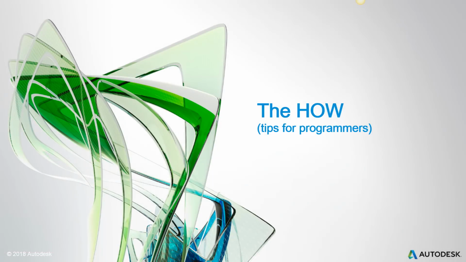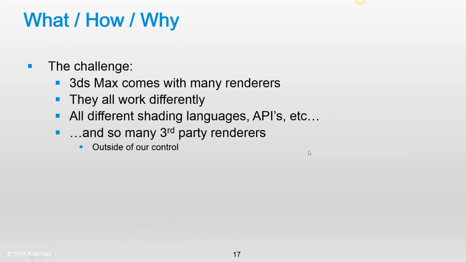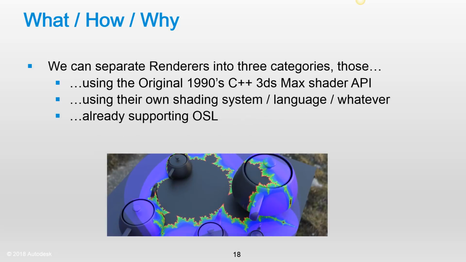Now for the how. The challenge was this: Max has many different renderers. It's probably one of the apps with the most renderers available to it. They all work differently, they all have different shading language, different APIs, etc. There's a lot of third-party renderers that are completely outside our, meaning Autodesk's, control. We can separate renderers into 3 categories. The ones using the original 90s style C++ 3ds Max shader API, or renderers that use their completely own shading system, shading language or whatever, and those renderers that already support OSL.